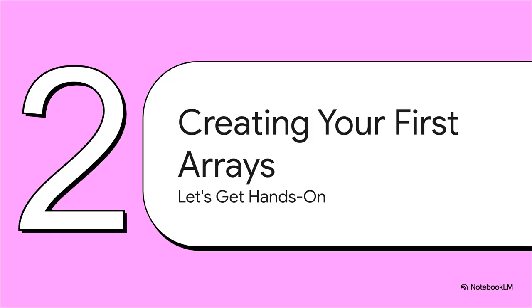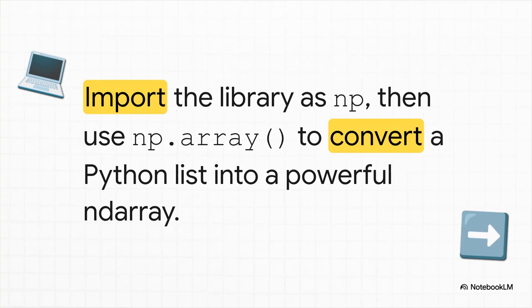Okay, enough with the theory. The best way to really get NumPy is to just start using it. So let's jump into Section 2 and actually create our very first arrays. First things first, you are always, and I mean always, going to see import numpy as np. It's just the standard way everyone does it. Then, making an array is super simple. You just call np.array and you pass a regular Python list right into it. That's it. NumPy takes that list and transforms it into one of these powerful ndarrays.